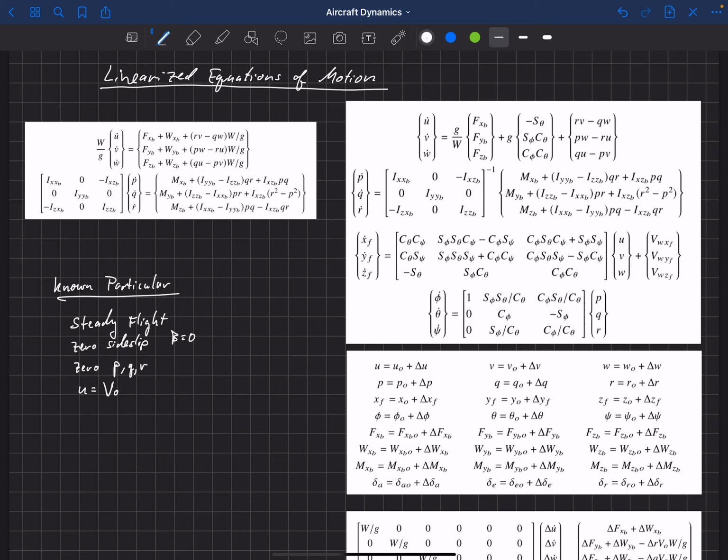And one last thing is that the dynamics of this aircraft do not depend on the direction of flight, whether we're flying north, south, east, or west. And so just for simplicity's sake, for this term here, to see the direction of flight, we're going to say that psi equals 0, so we're going to align the aircraft so it's flying due north because the dynamics shouldn't depend on the direction of flight.